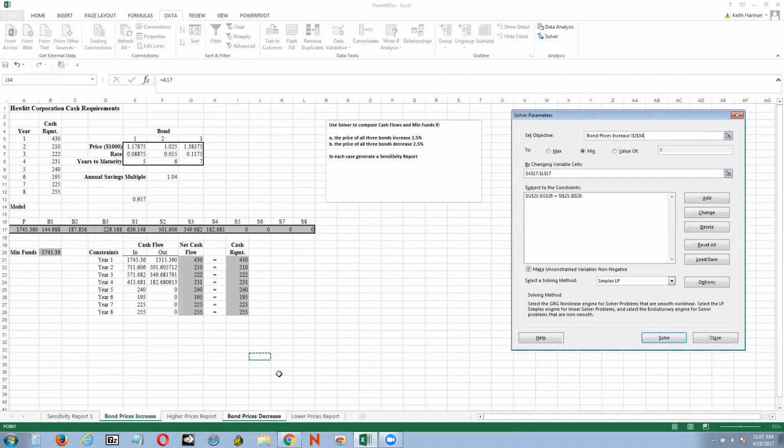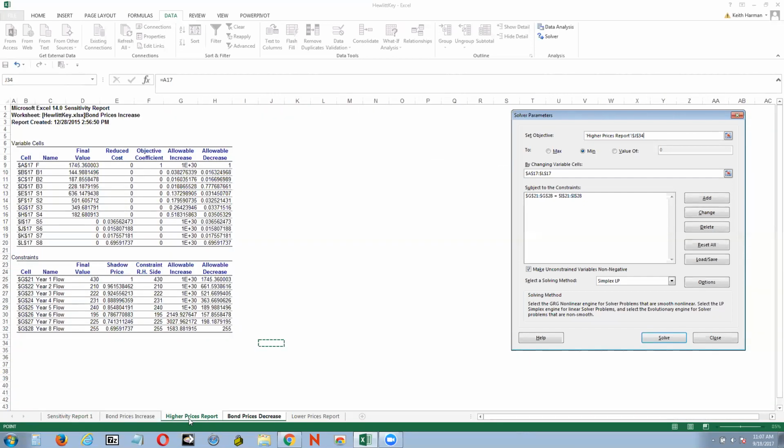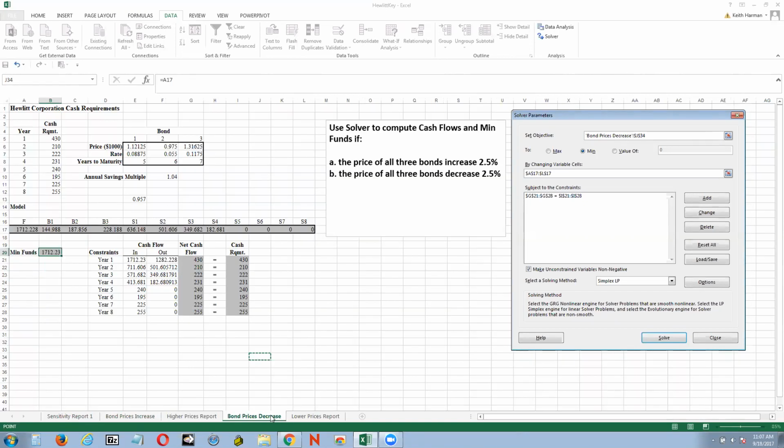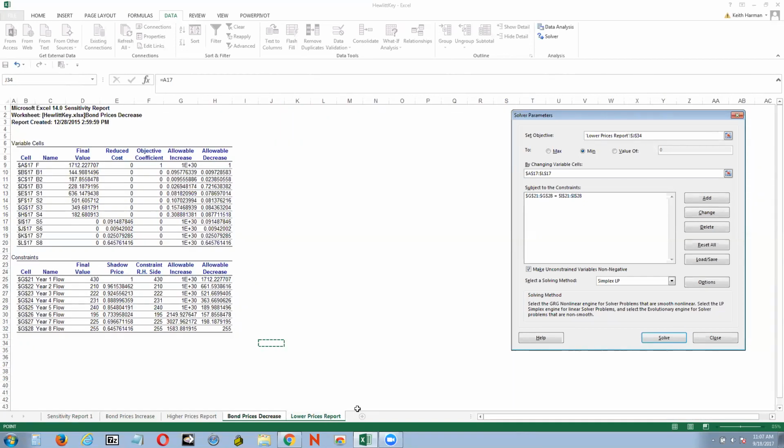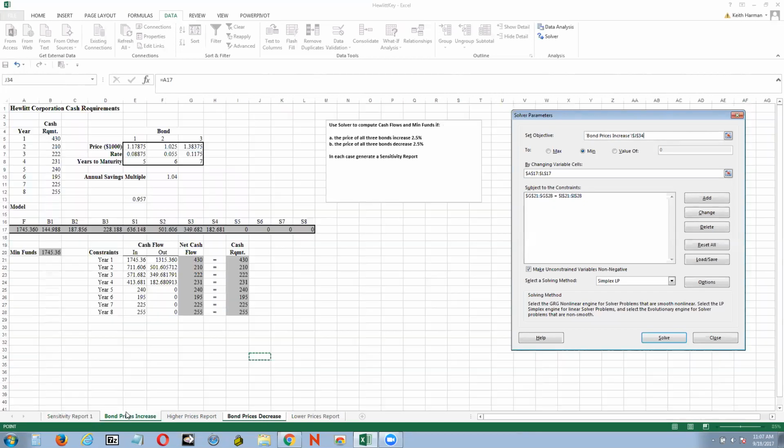Then I showed you if the bond prices were increased, and then I just generated a higher prices report. And then I did the bond prices decrease, and I did a lower prices report. So that was what I did, and I just simply went in and changed those variables. And again, the whole thing was to use Solver and play around with those variables.